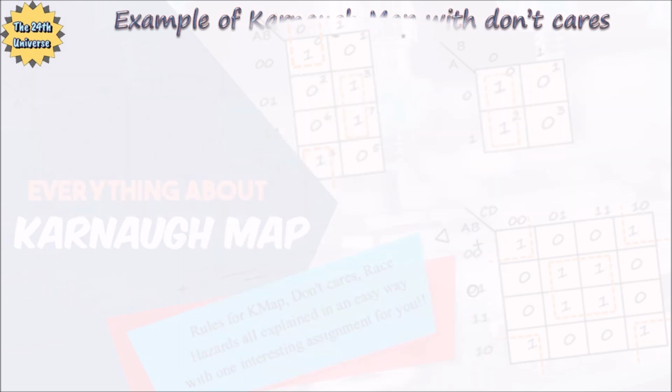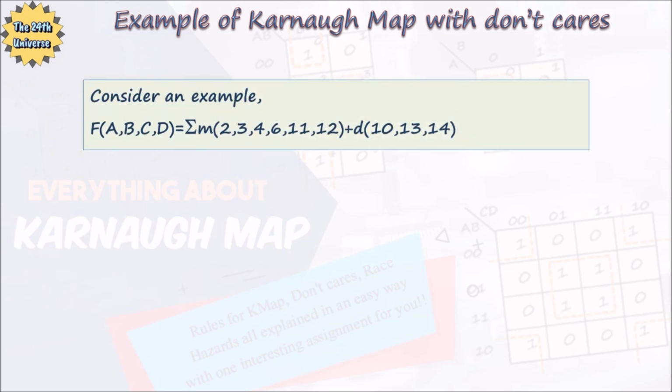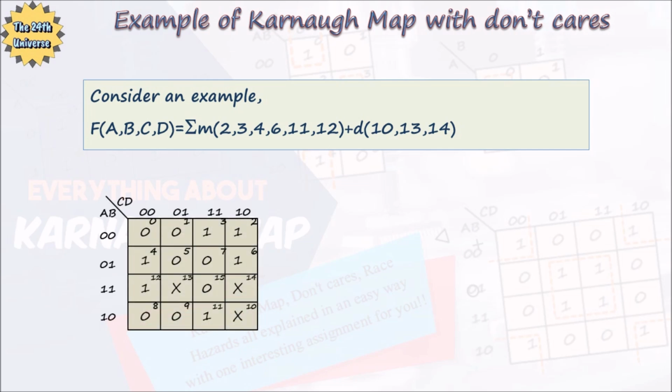Now let us see an example of a Karnaugh map with don't care conditions. Consider an example of the following Boolean expression, where small m represents the min terms and small d represents the don't cares. Here is the Karnaugh map representing the min terms and the don't cares, and the rest of the cells will be occupied by 0. This is how the grouping is done.